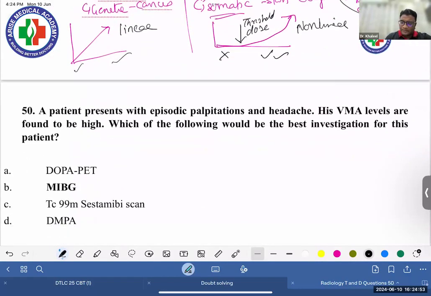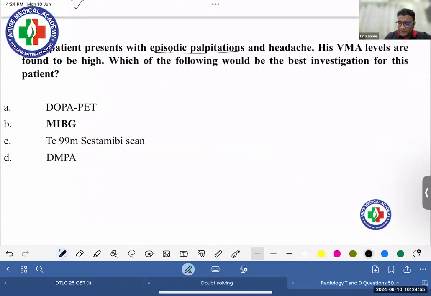Lastly, palpitations, headache, VMA levels are elevated. What is the best investigation for this patient? Now, basically, palpitations, elevated VMA levels, you're talking about pheochromocytoma.